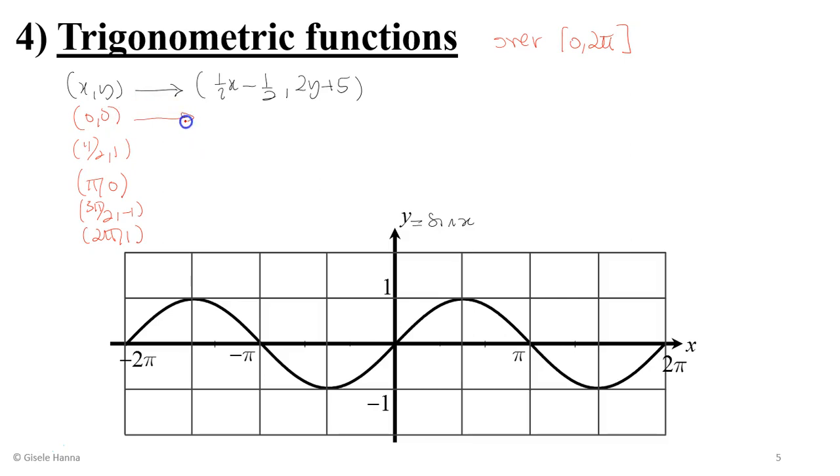So this ordered pair would actually transform into, replace here x and y by 0. It would be negative half, 5. Over here, replacing by pi over 2, it would be pi over 4 minus half.